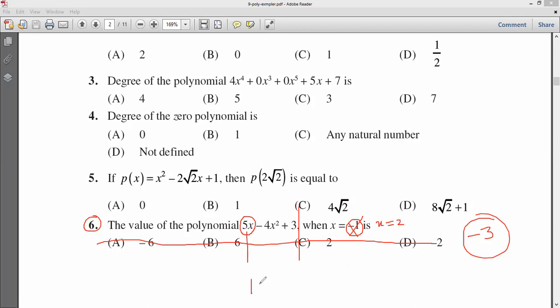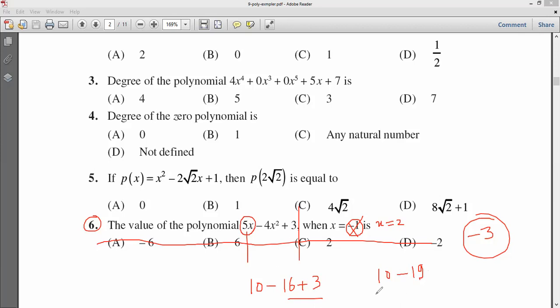I'm not asking the whole answer. What will be the first term, I am asking? 10. Minus, what will be the second term? 16, since 4 into 4 is 16. Plus 3. Now most of the students, what they do, I'm just telling you, according to BODMAS they will do addition first, and when they add these two, they get 10 minus 19. Is it correct?